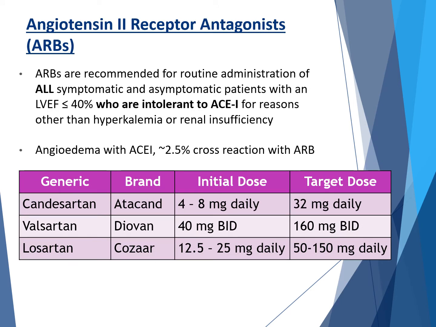So ARBs are recommended in all patients with reduced EF less than 40% who are intolerant to ACE inhibitors. The cross-reactivity of angioedema, if a patient has angioedema on an ACE inhibitor, is about 2.5%. So if a patient does have angioedema on an ACE inhibitor, it's reasonable to consider switching them to an ARB. And then here are the three most common ARBs that you'll see in clinic.